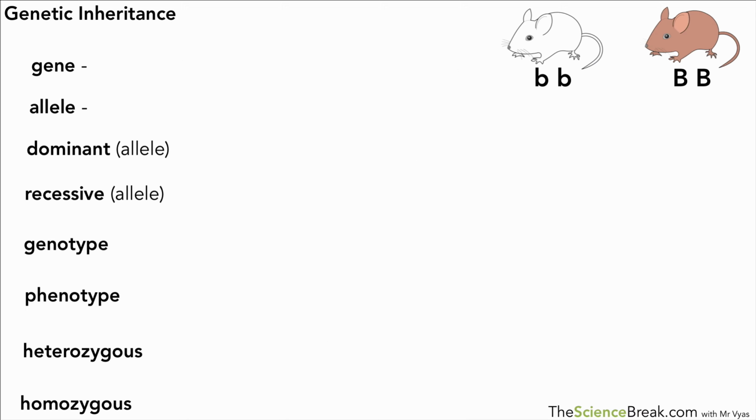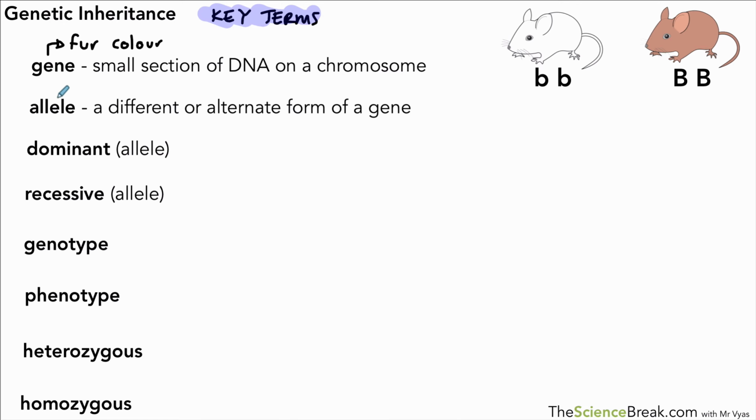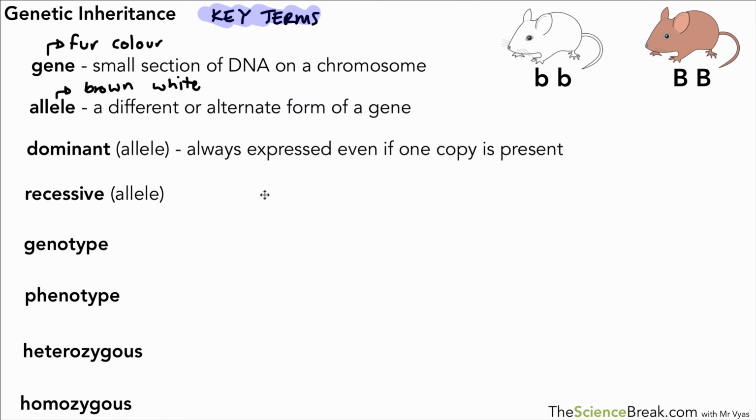So the final thing we have to do for this video is to learn and remember some very important key terms related to genetic inheritance. We've got all the words down the left hand side there in bold. There's 8 of them. The first one is gene, and we've done this before, but a gene is a small section of DNA on a chromosome. An allele is a different or alternate form of a gene. So in our example today, we were looking at the gene for fur color, and the alleles for our example were brown fur and white fur. There obviously could be others, but we were looking at those today.